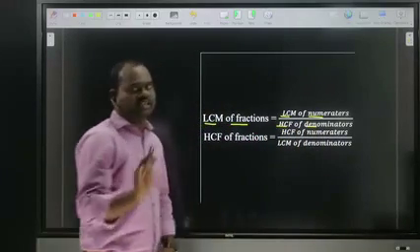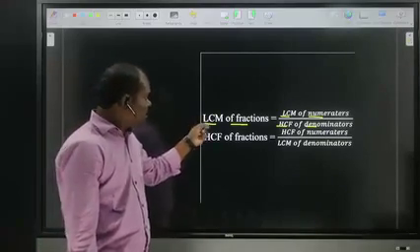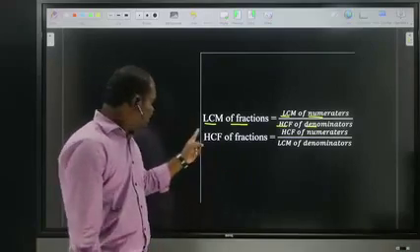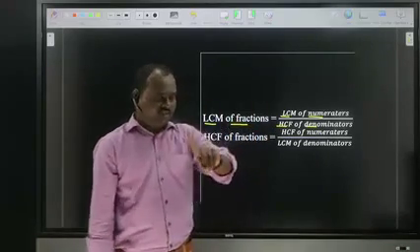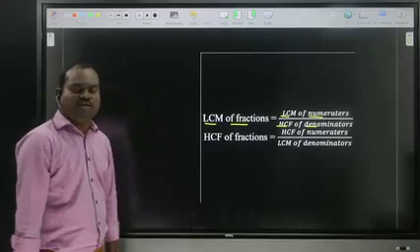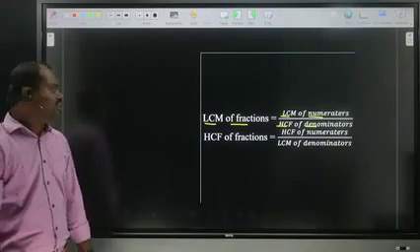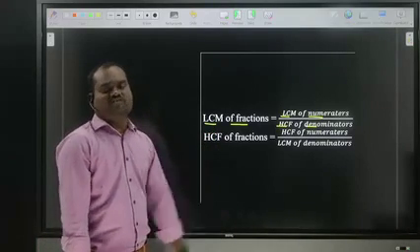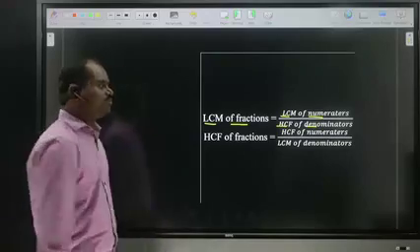Here, don't get confused. If you are finding LCM, then LCM only in the upside position. If you are finding HCF, then HCF only in the upside position. Don't get confused, ma. What is the LCM of fractions formula? LCM of numerators by HCF of denominators. What is the HCF of fractions formula? HCF of numerators by LCM of denominators. Right, ma? Is it clear, ma? Now, shall we see?